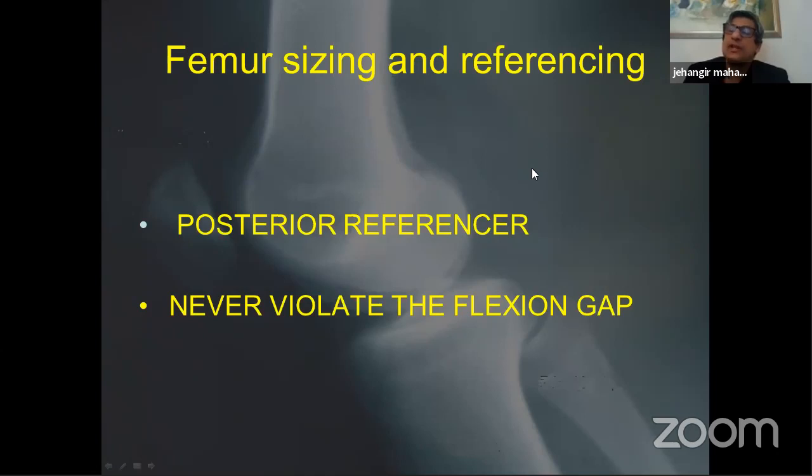I thought I'll just introduce this as to what I do, and if there's open discussion, I'd very much like to know what my colleagues do, and whether it makes a difference for PS or a CR in what type of referencing you use. To introduce referencing, there's a posterior referencer who says, I will never violate my flexion gap. So you're never going into your flexion gap. That's someone who uses posterior up referencing, which is myself.